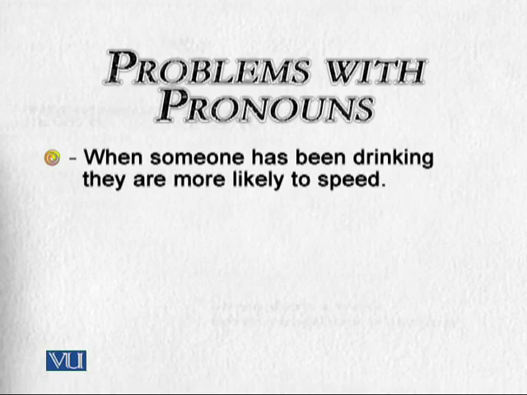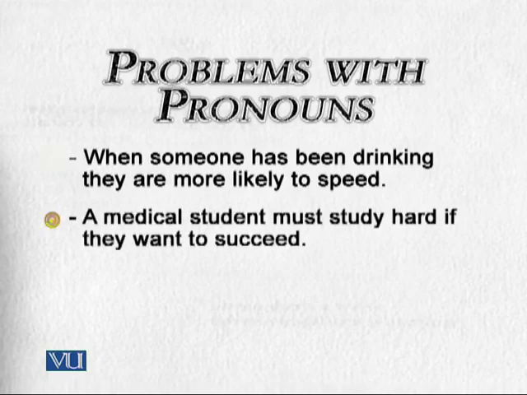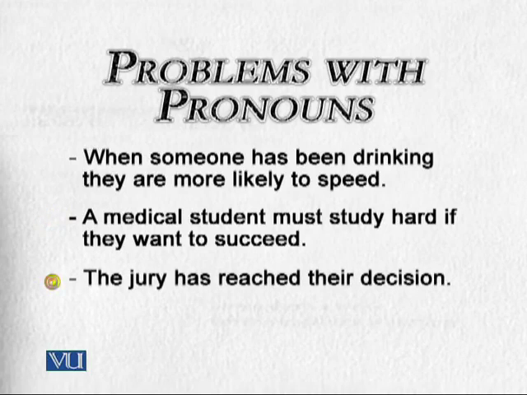Someone, singular; pronoun, singular. See one more example. A medical student must study hard if they... Now again, a medical student must study hard if they, not if they, if he or she. Third example: the jury has reached their decision. Now, jury is a collective noun, and here we'll be taking it as a singular. The pronoun coming next will, of course, be singular. Not their, rather its decision. So, the jury has reached its decision.